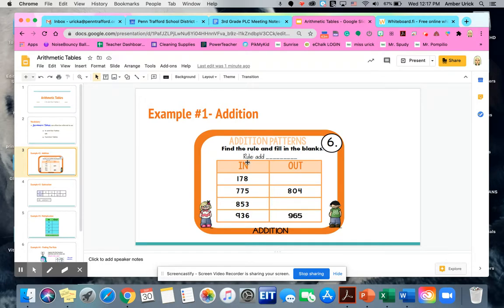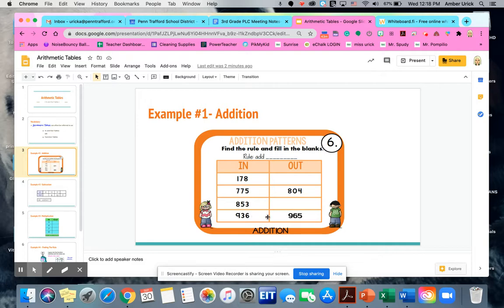Do you notice the rule here? It says add blank. I don't know what happened to 775 to make 804 come out. We have to figure that out. 853 went in, and I'm not sure what's going to come out. 936 went in, and 965 came out. Again, just like the 775, I don't know what happened to the 936 to make a 965 come out.